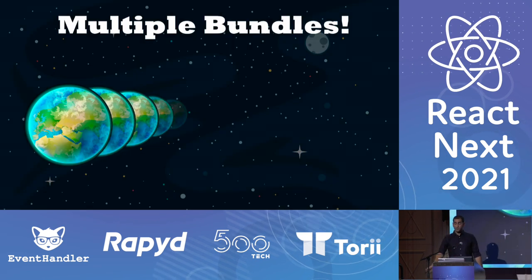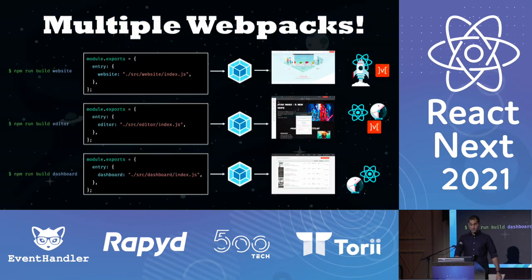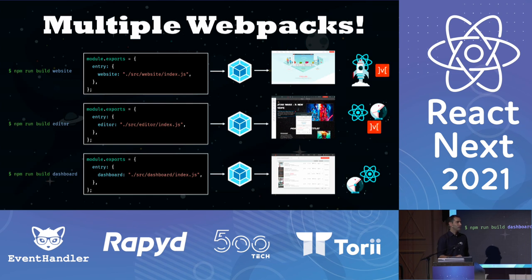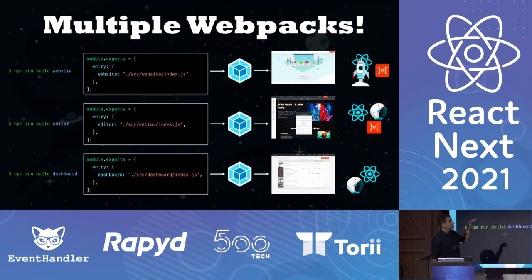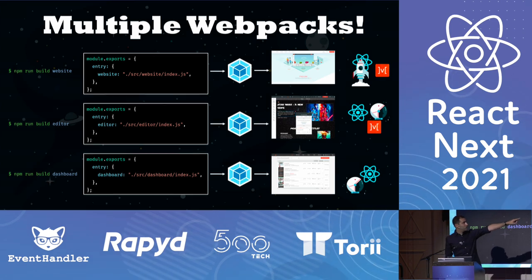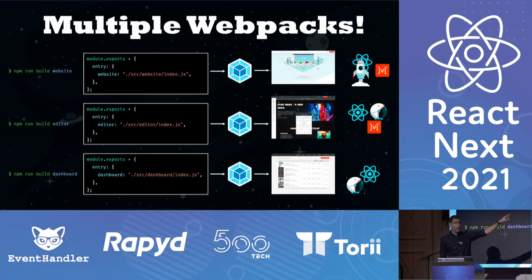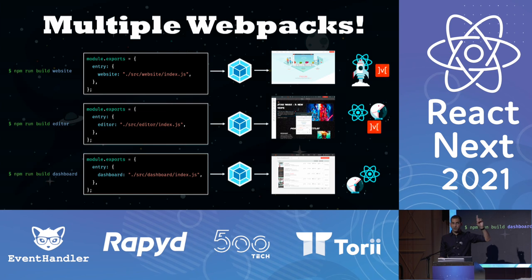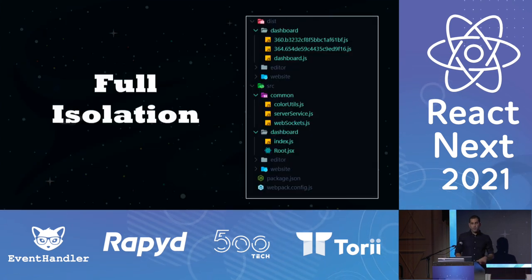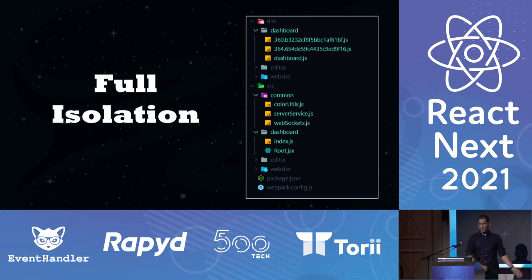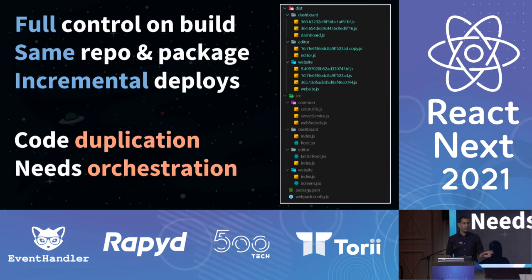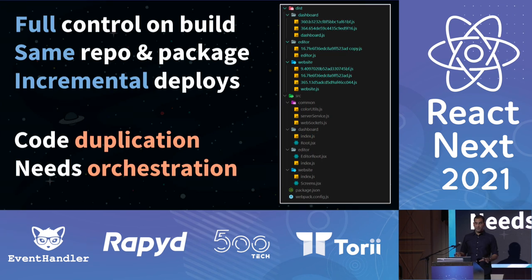We can go even one step further and do multiple bundles. Multiple bundles is basically telling Webpack, instead of having multiple entry points, we'll run multiple processes of Webpack. And that way, you can notice that the dependencies are not shared, but they are duplicated. And this is a very important thing to remember. That way, we achieve full isolation. We have the code fully isolated. We have full control over the build. We can use the same repo and the same packages.